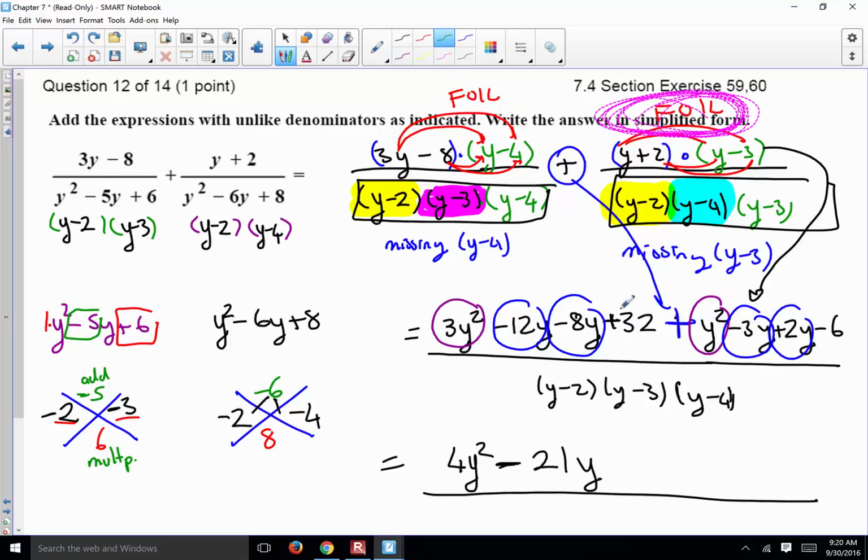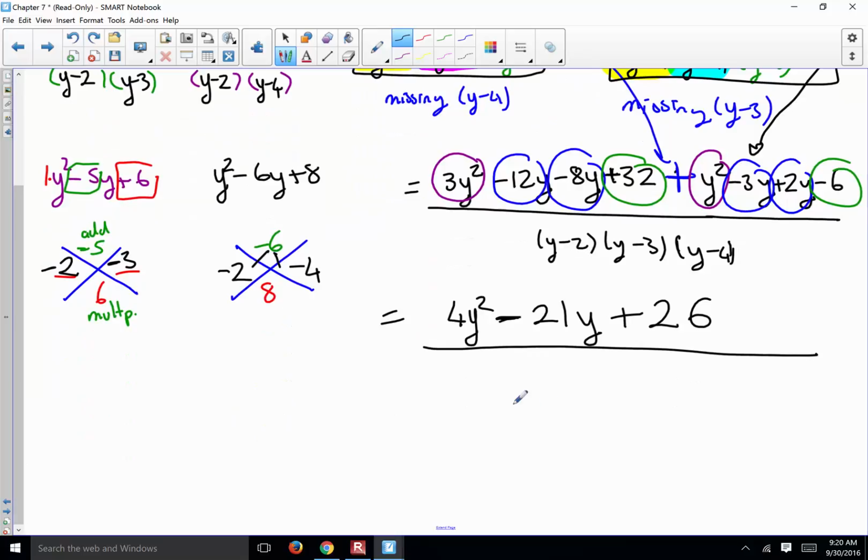And finally, I see 2 like constants. I will add them together. 32 take away 6, minus 6 is 26. Wow. We're done with the combining like terms step.